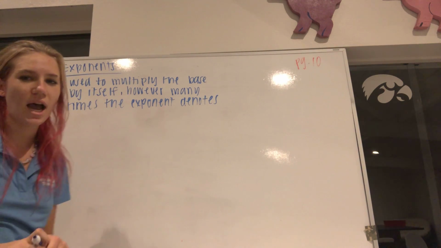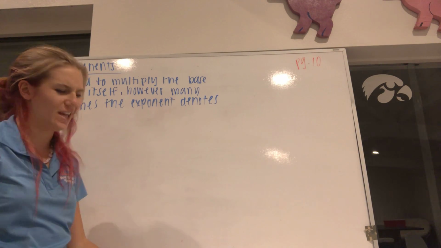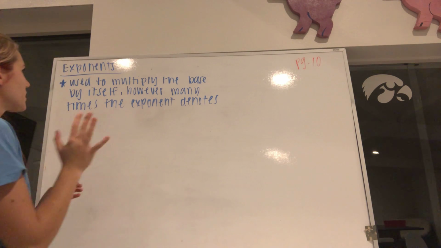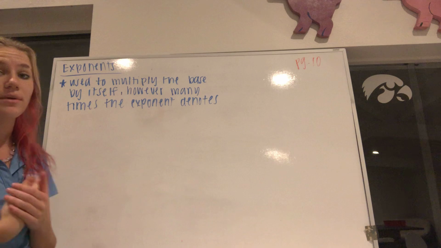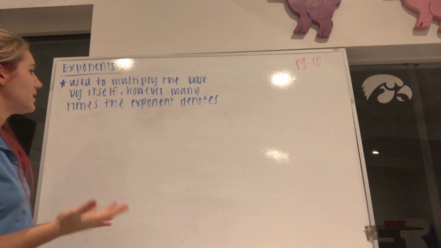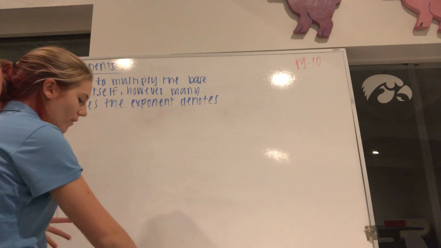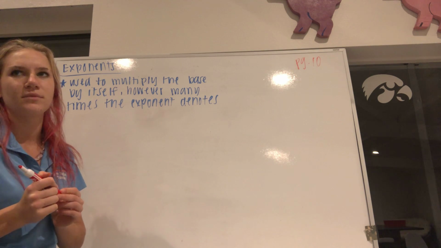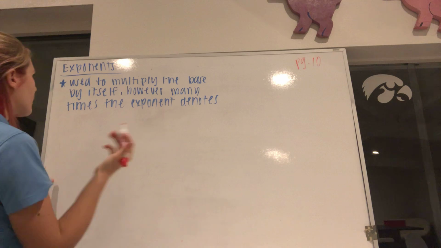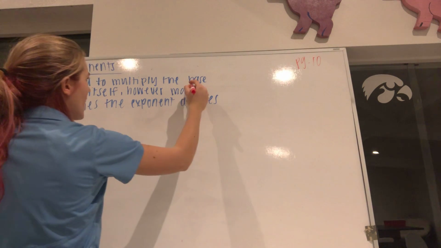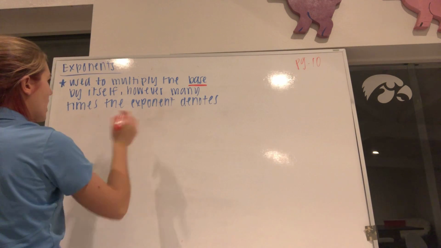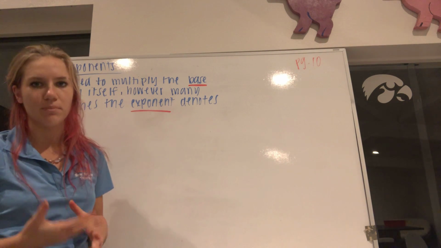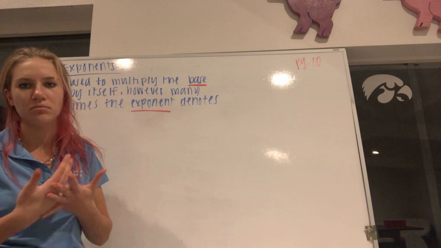Okay, so this is our working definition of what exponents do, what they're used for. It says that exponents are used to multiply the base by itself, however many times the exponent denotes. There's a couple of key terms in there that I'm going to highlight and define more clearly. We have the base here, and also the exponent. What exactly do we mean by those two terms?